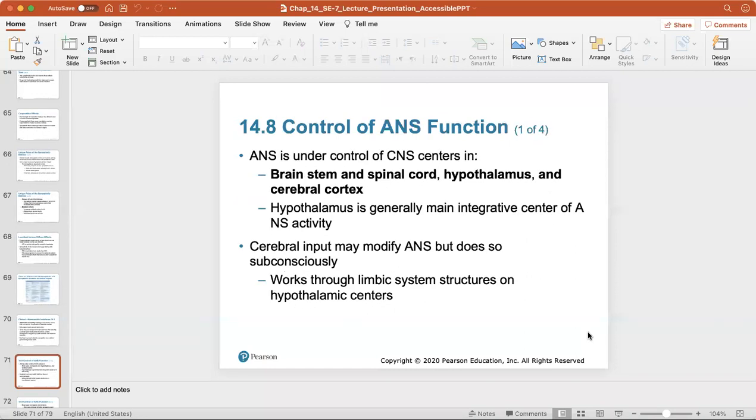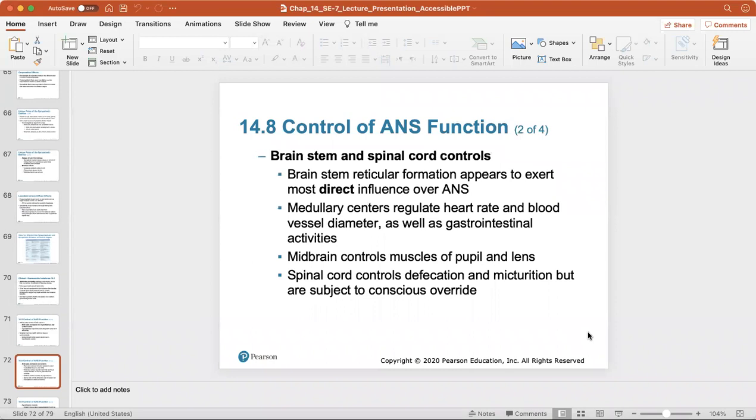So controlling your autonomic nervous system, it's under control of your brainstem, spinal cord, hypothalamus, and cerebral cortex. That's really all you need to know for that. The cerebral input may modify your autonomic nervous system, but like we said before, it does so subconsciously, so you're unaware of it happening. The brainstem and spinal cord controls.